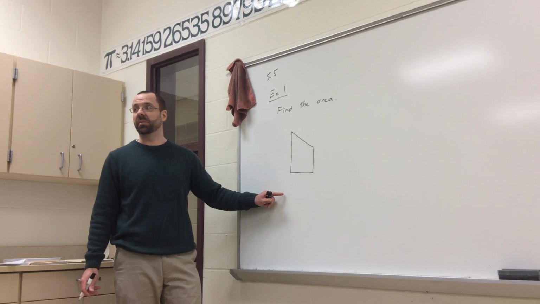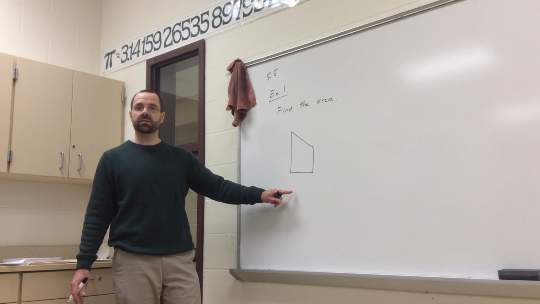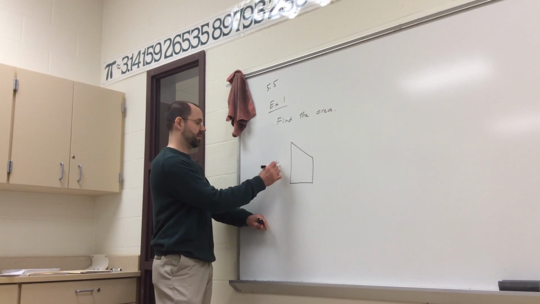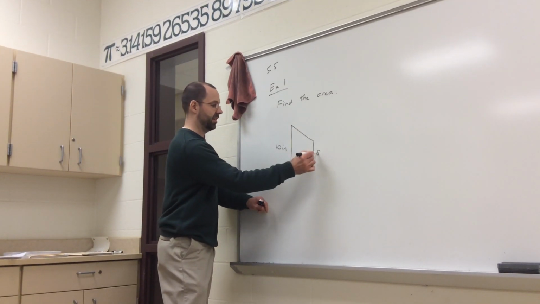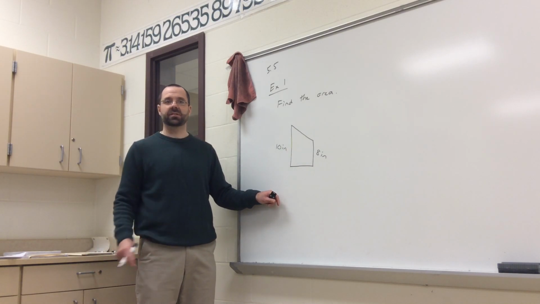I'll need to give you some numbers in a second. How do you find the area of a trapezoid? Probably don't remember. Something weird, yes. Something to do with the bases, that's good. What are the bases in this picture? The parallel sides are the bases. Okay, so let's say that's 10 inches and this is 8 inches. Then the bases are 10 and 8.